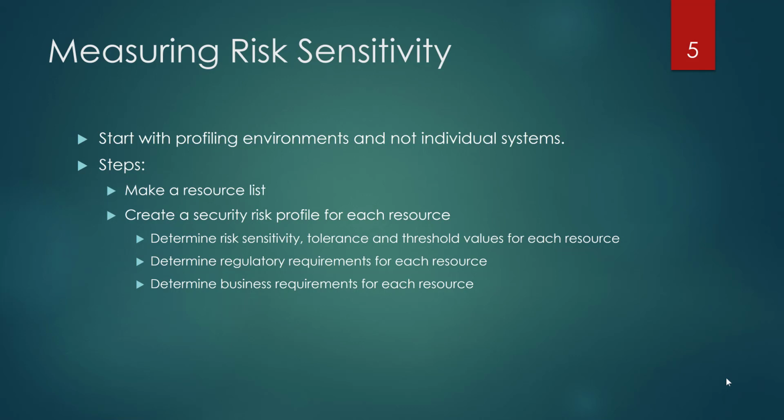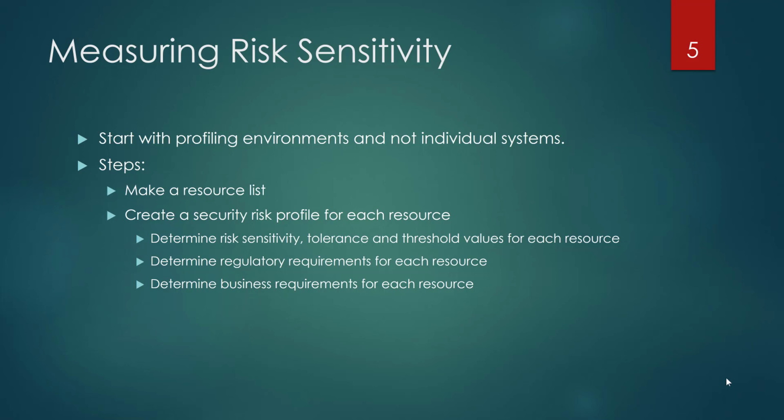And as you might imagine, all of the things that we talked about in the last video are the things you're going to look at. You're going to look at risk, sensitivity, tolerance, threshold values for each one. You're going to determine, are there any regulatory requirements for each resource? Is this a FERPA, HIPAA, PCI or FISMA resource that has a regulatory requirement associated with the protection of information on that? And then you're going to tie it back to the business, because again, we don't do risk management for risk management's sake. We don't do information security for information security's sake. We do it for the business to create business value. And so you've got to link that back for the resource.